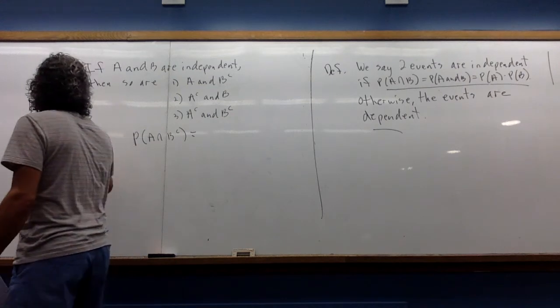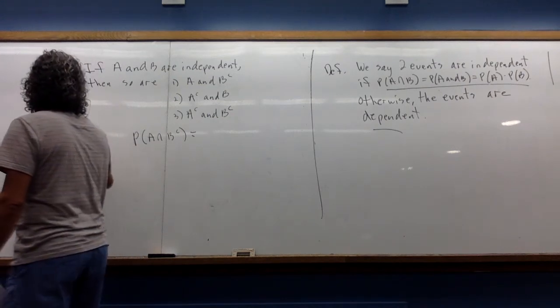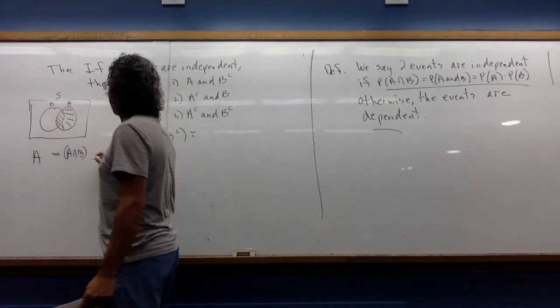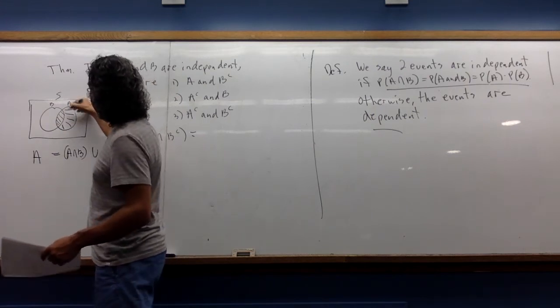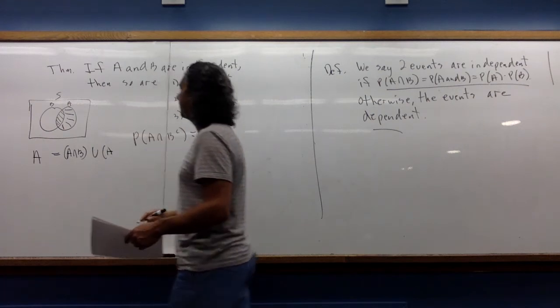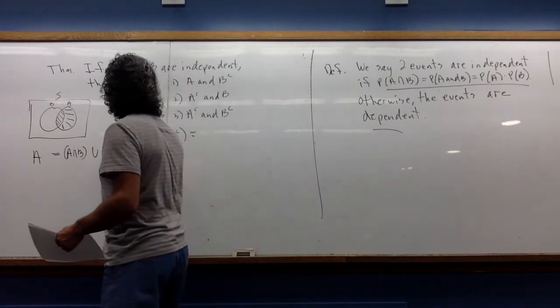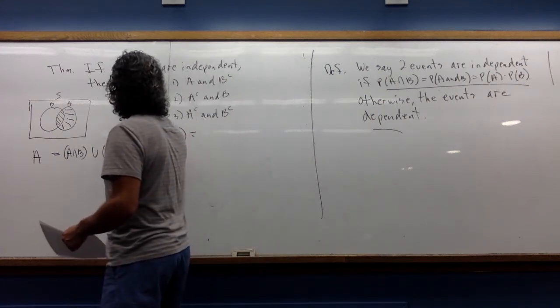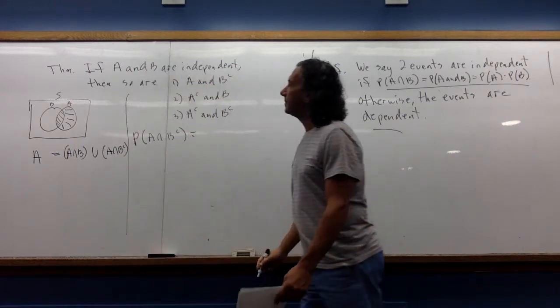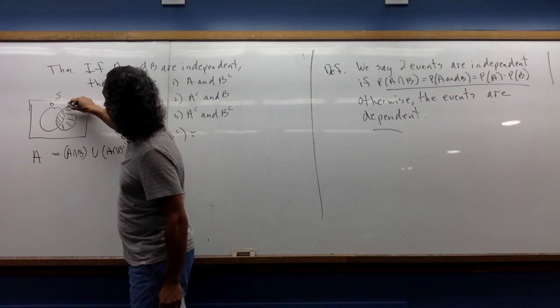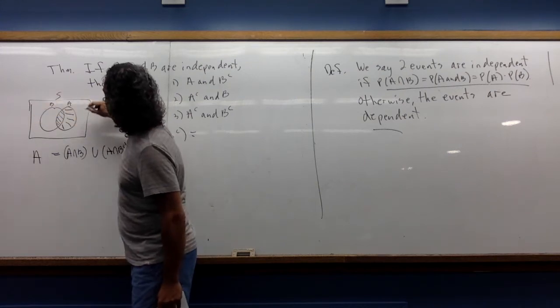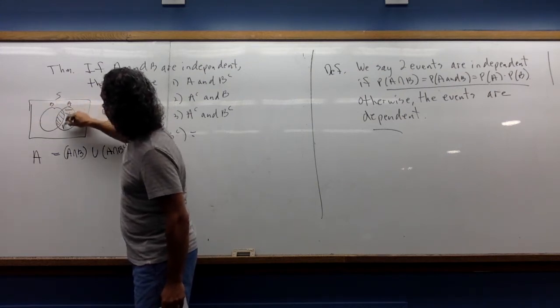Well, hopefully you said that this is A intersect B, union, let's see, A, everything that's in A, intersected with everything that's in B complement. Right? Everything that's in A intersect with everything that's outside of B. Well, that's going to give us that stuff.